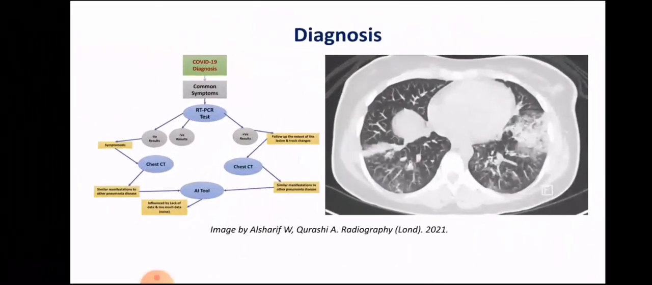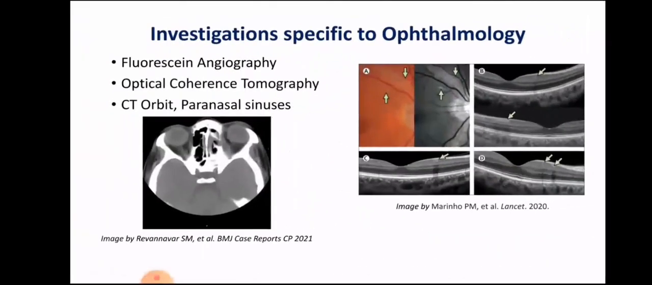The diagnosis of a COVID patient should include detecting the virus itself by PCR through nasopharyngeal swab and by chest CT, and then diagnosis of the ophthalmic manifestation can include fluorescein angiography, OCT, and CT orbit and paranasal sinuses.